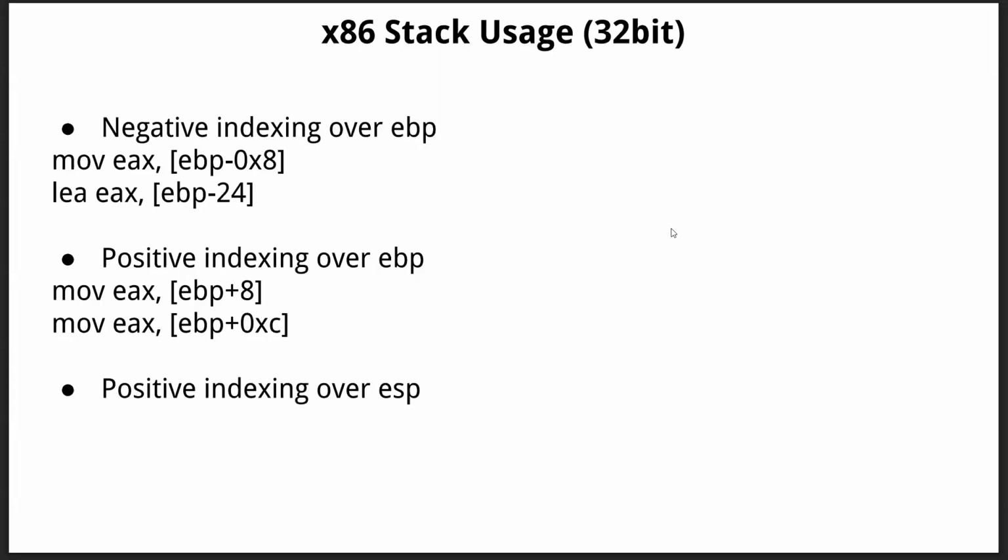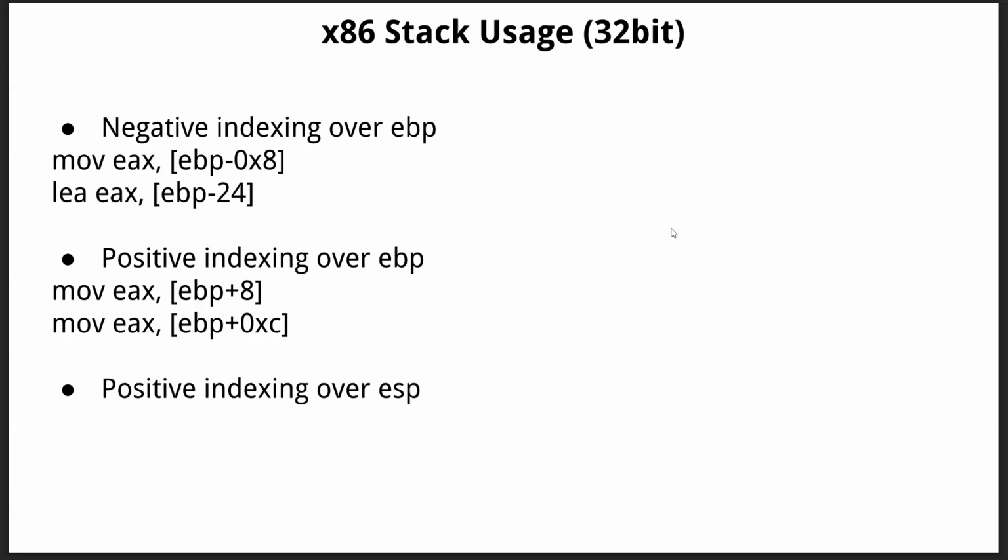Then we have positive indexing here. In 32-bit, move what EBP plus 8 points to into register EAX. So what are we doing here? Which one? First argument, you said? Yes, that's right. EBP points to the saved EBP. EBP plus 4 has the return address. EBP plus 8 has the first argument, in 32-bit. If it's 64-bit, you need to change everything from 4 bytes to 8 bytes.